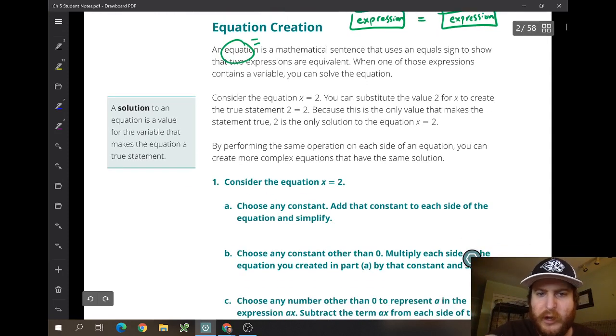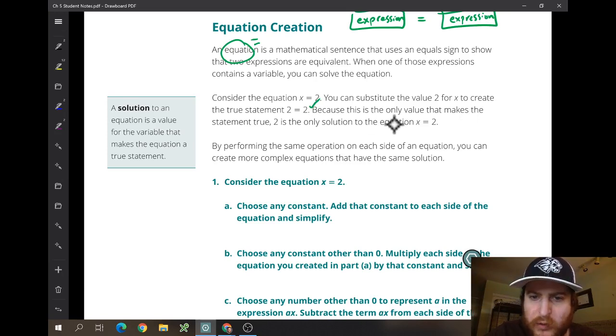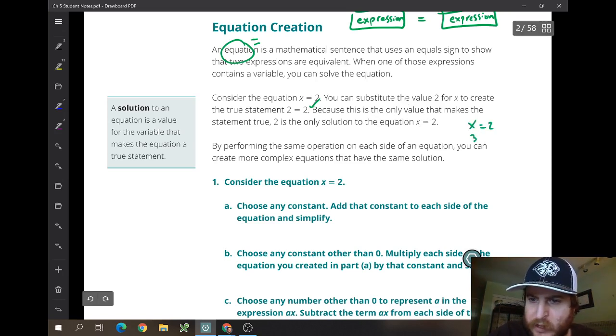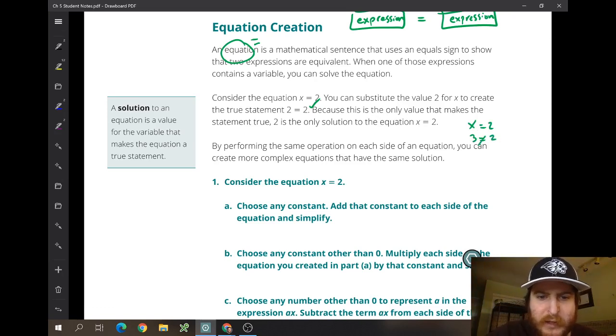So consider the equation x equals 2. You can substitute the value 2, and you would get 2 equals 2. Right, 2 equals 2 is a true statement. 2 is equal to 2, they're both 2. Because this is the only value that makes the statement true, 2 is the only solution, right? You couldn't plug in 3 because 3 doesn't equal 2. That wouldn't work. You can only plug in 2. Kind of obvious.